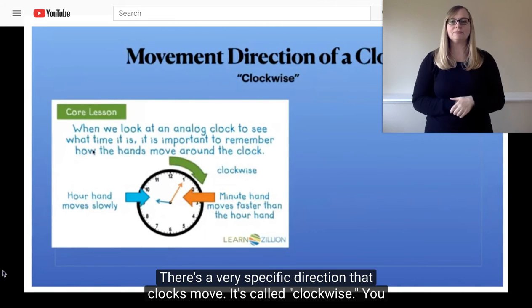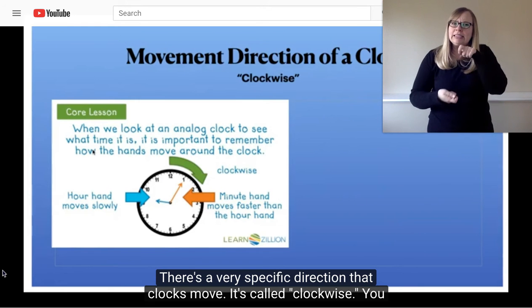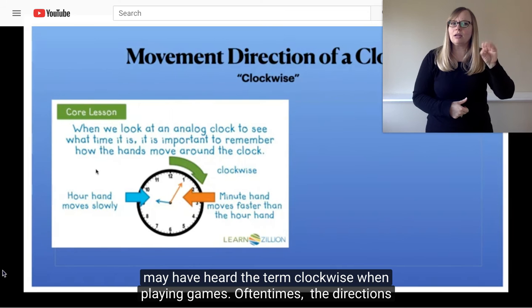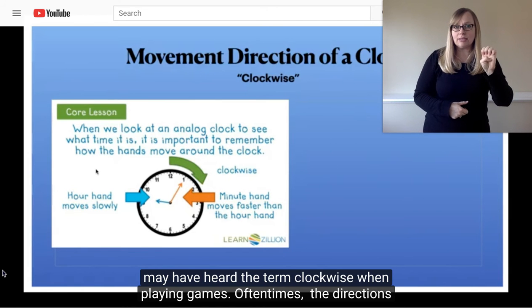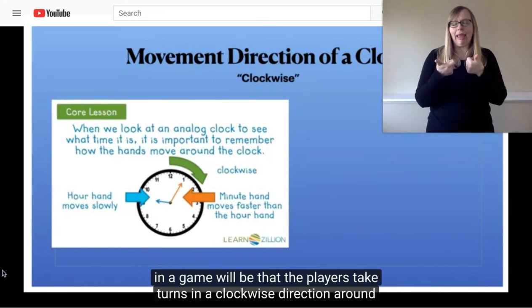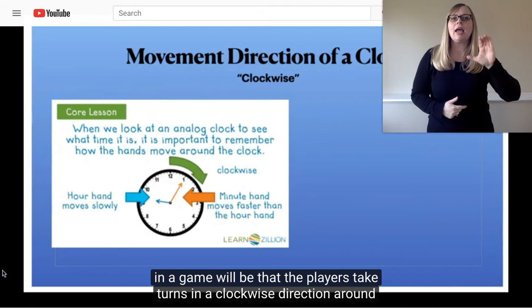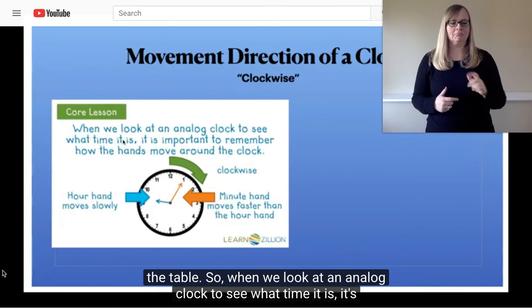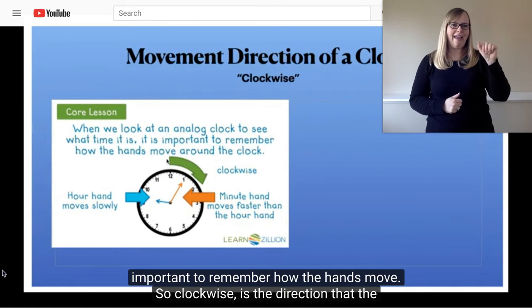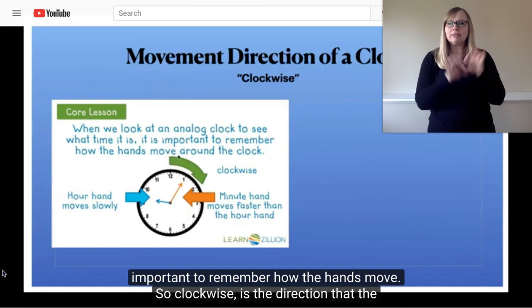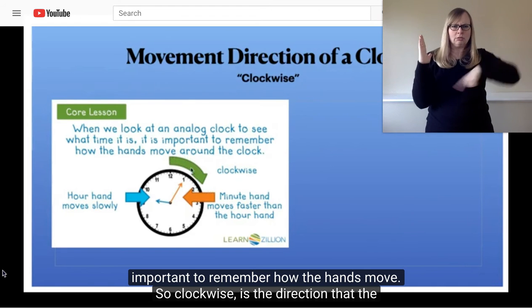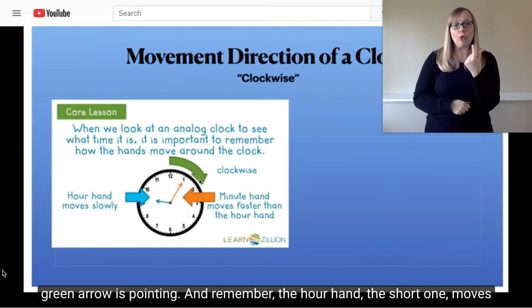There's a very specific direction that clocks move. It's called clockwise. You may have heard the term clockwise when playing games. Oftentimes, the directions in a game will be that the players take turns in a clockwise direction around the table. So when we look at an analog clock to see what time it is, it's important to remember how the hands move. So clockwise is the direction that the green arrow is pointing.